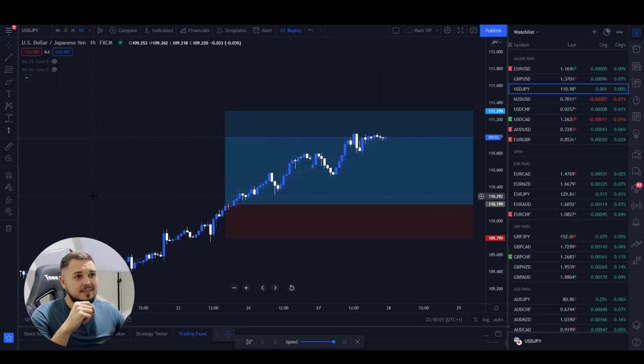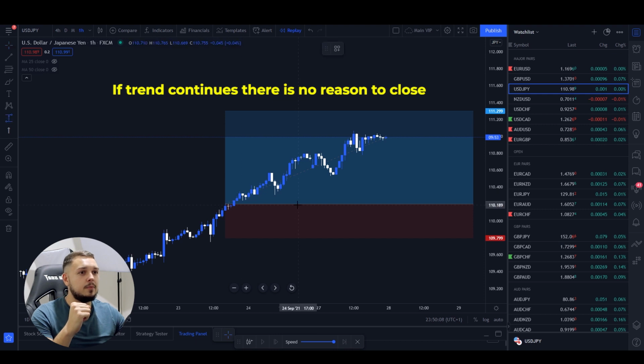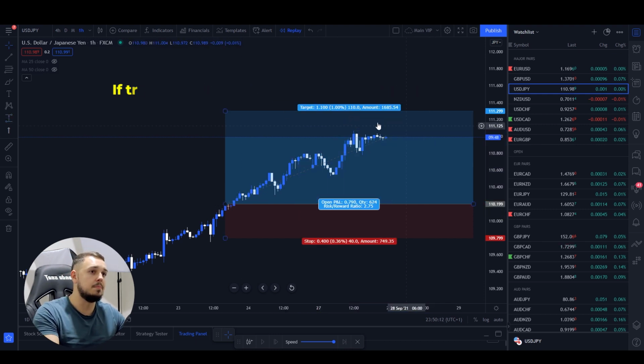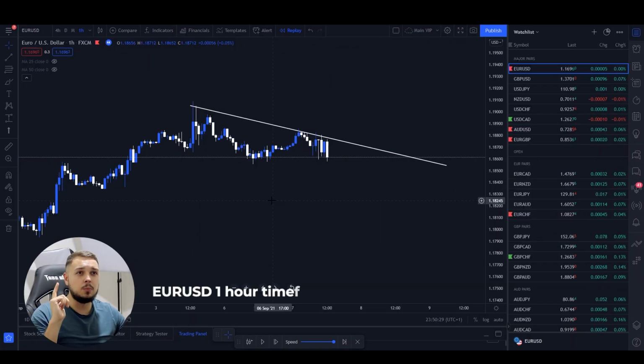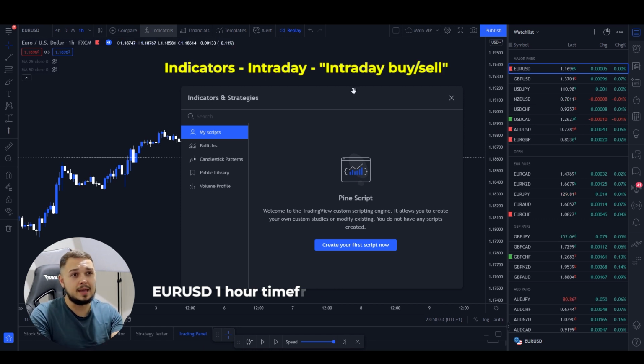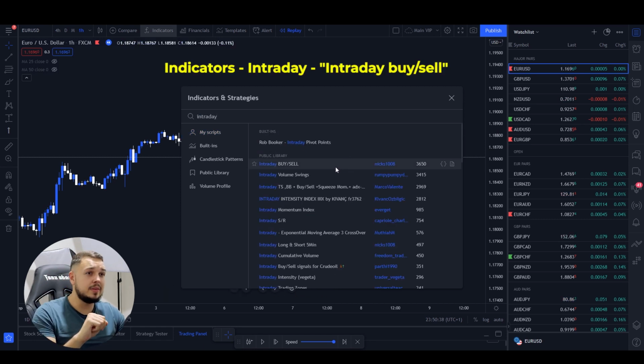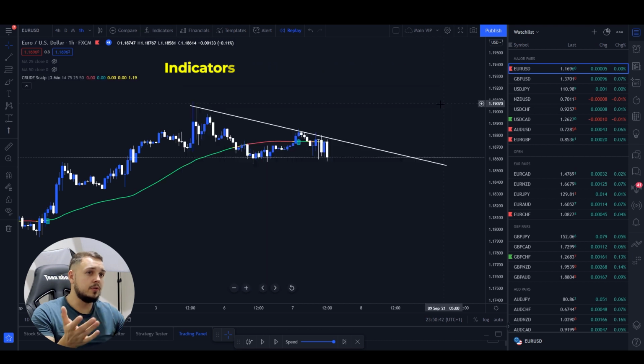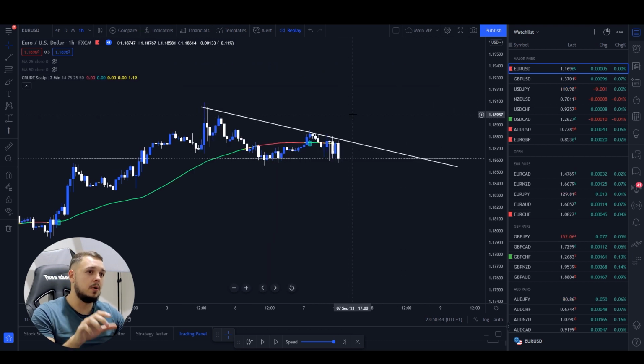So as you can see, this is the USD Japanese yen trade that we saw earlier in this video, and it's around 87 pips profit, which is amazing. Now for this strategy, we will only need one indicator. Let's go inside indicators and type in intraday. Once you do that, click on intraday buy/sell. Close off your tab and you will have this lovely line on your screen.